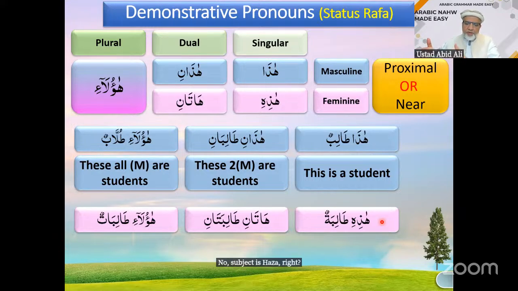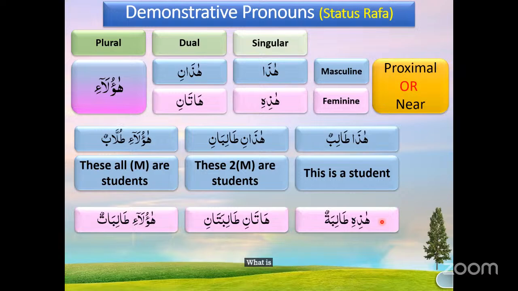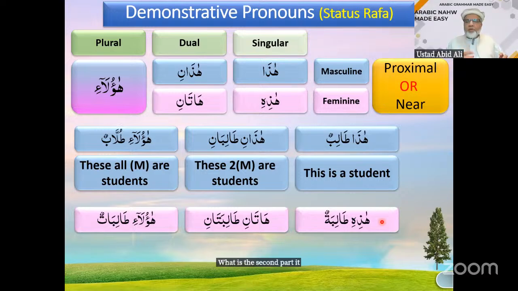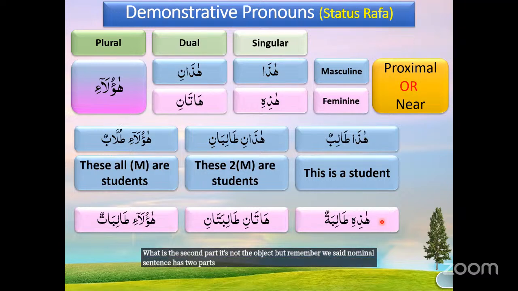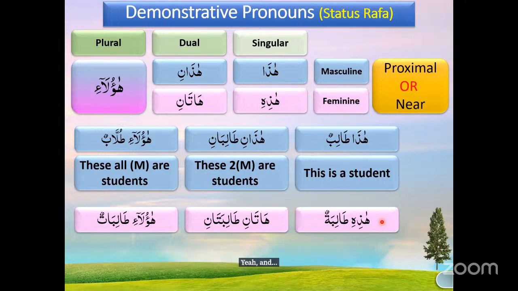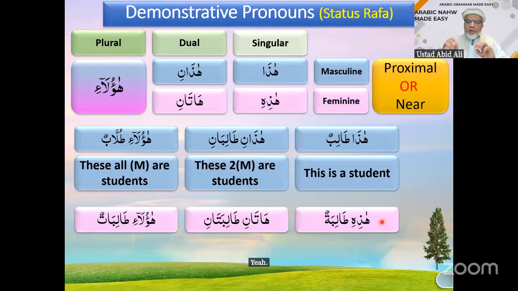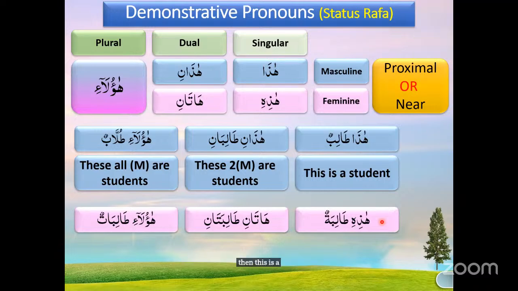And talibatun is the second part. It's not the object, but remember we said a nominal sentence has two parts, Mubtada and Khabar. So what is the khabar you're getting about this? That this is a female student. Student, yes, female student.